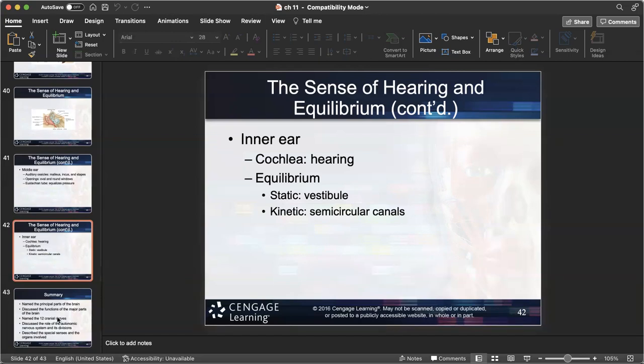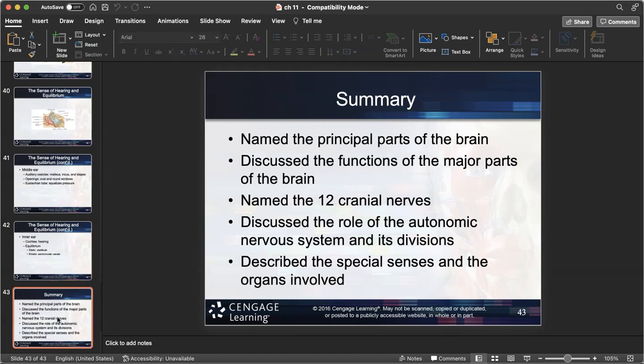This concludes the content that I would like to discuss for chapter 11. Here is a summary, a useful review tool for you. If you have any further questions, don't hesitate to reach out.